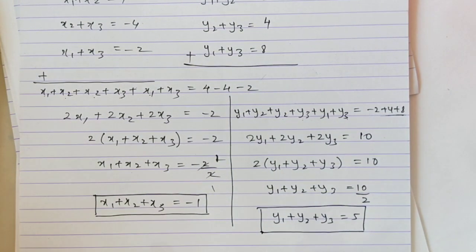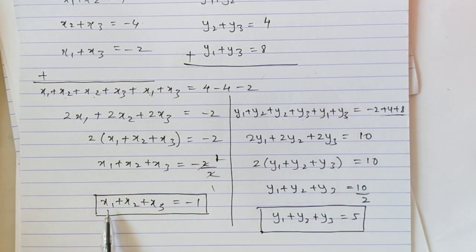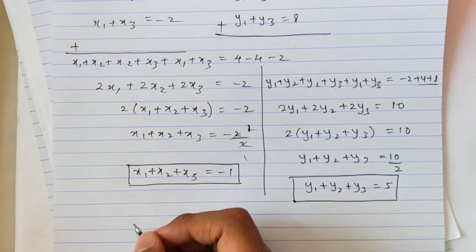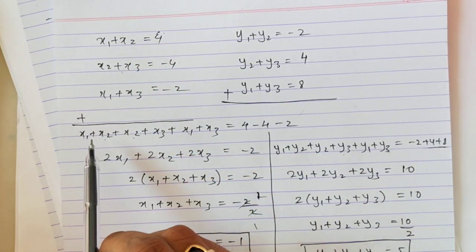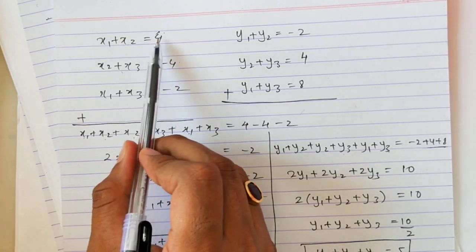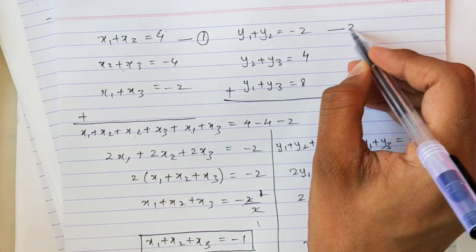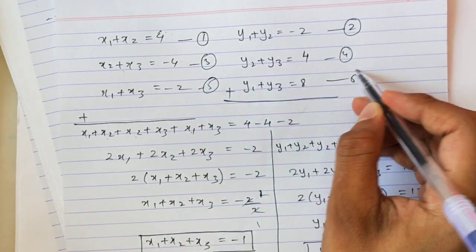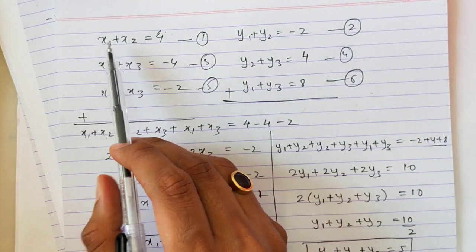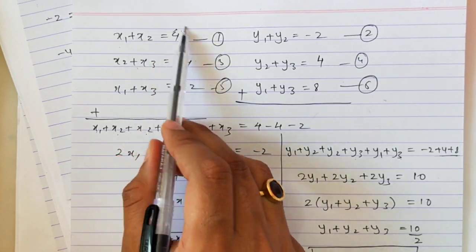Now the sum is almost done. By using these 2 equations, we'll find all the values of x1, x2, x3, y1, y2, y3. How? See. I have these 3 equations here. x1 plus x2 is 4. This was my equation 1. So this was 1, this was 2, 3, 4, 5 and 6. These were the equations. Watch carefully.